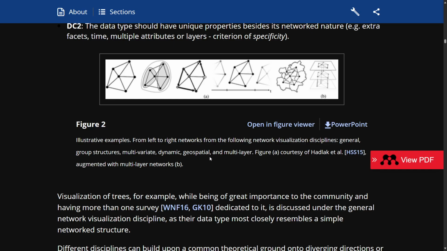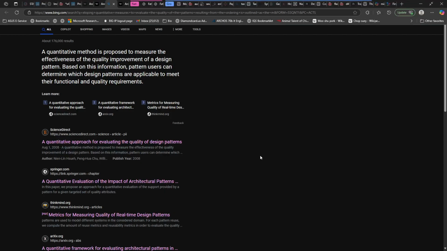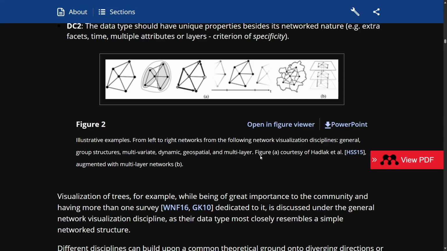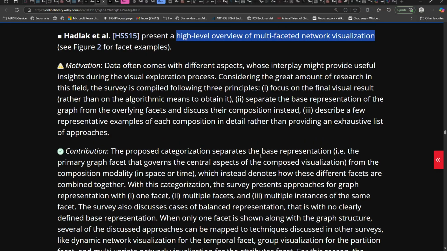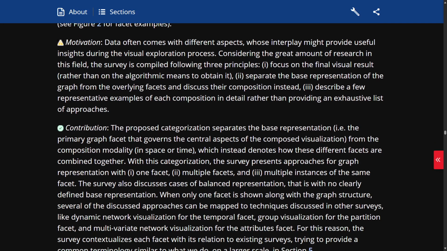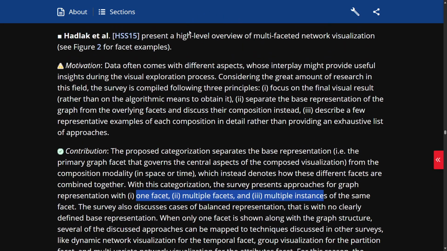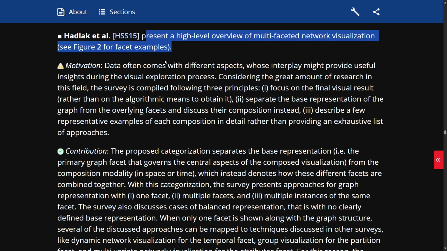Contribution. The proposed categorization separates the base representation, i.e. the primary graph facet that governs the central aspects of the composed visualization, from the composition modality, in space or time, which instead denotes how these different facets are combined together. With this categorization, the survey presents approaches for graph representation with 1. One facet, 2. Multiple facets, and 3. Multiple instances of the same facet. The survey also discusses cases of balanced representation, that is with no clearly defined base representation.